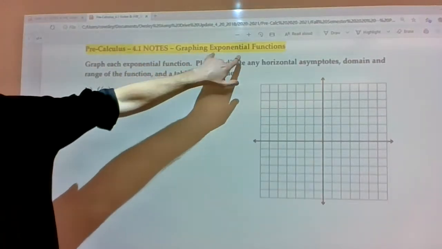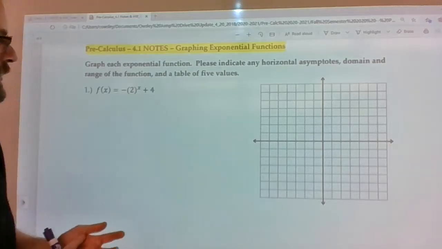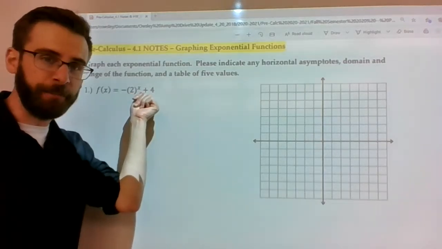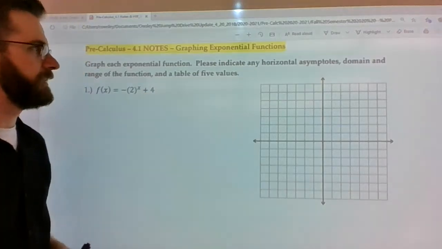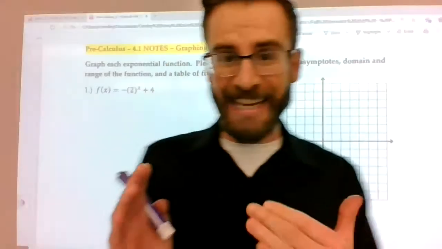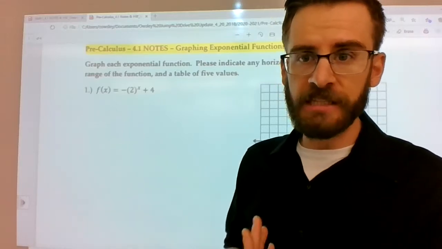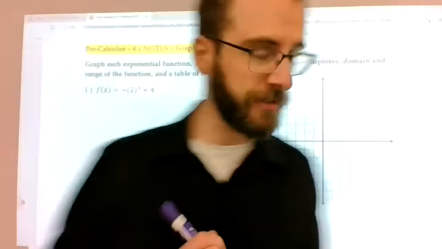We're talking about exponential functions. These are basically functions that have a base that's constant and a variable for its exponent. You're going to see how this ties into inverses when we start dealing with logarithmic functions, but for now, let's just talk about how to graph these things.